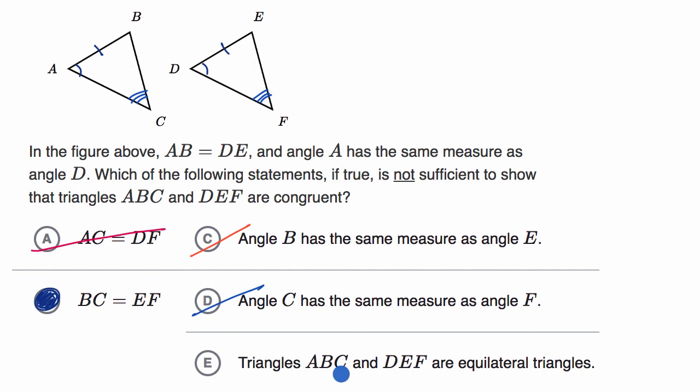Triangles ABC and DEF are equilateral triangles. Well, that also would be sufficient for showing congruence. Why is that? Because if they're equilateral triangles, then that means all of those sides have the same length. That side and that side all have the same length. And so if all of the sides of the triangles are the same length, then you are going to be congruent. So since that is sufficient to show congruency, we'd rule that out.